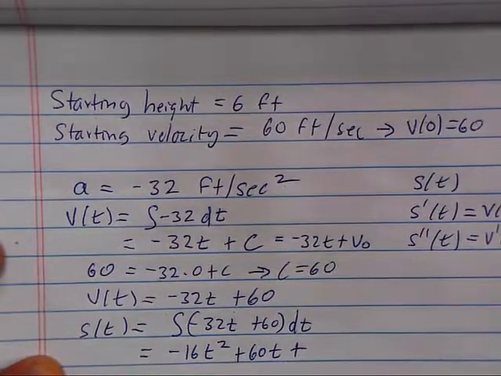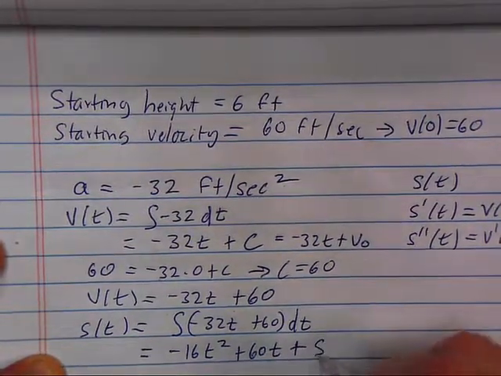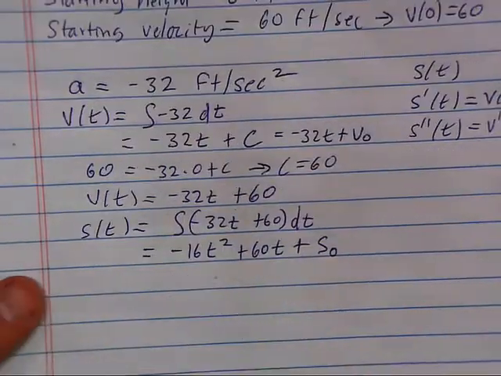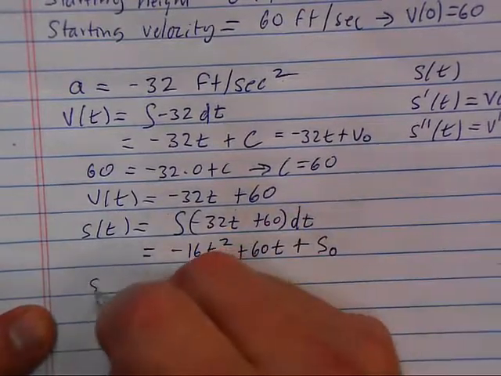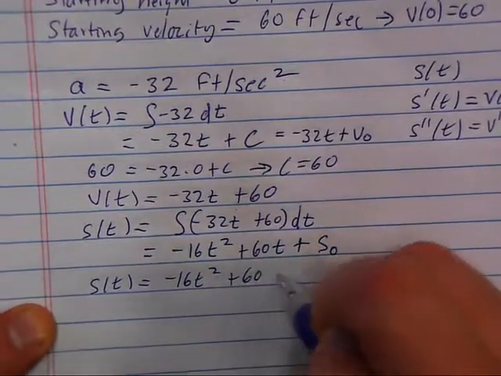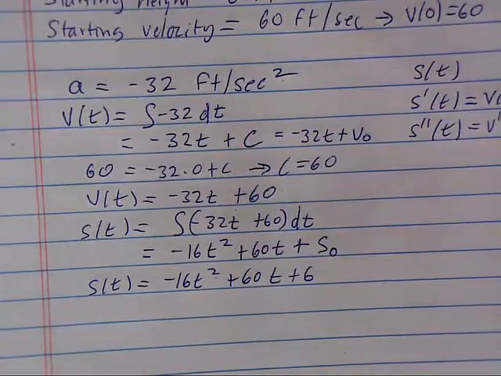Negative 16t squared plus 60t plus, I could use the letter c, but I don't want to. I want a better letter. It's the starting position. And in this case, the starting position is 6. So we have s of t is negative 16t squared plus 60t plus 6. All right, so there's an example of where you use antiderivatives. If you start with acceleration, you can do the antiderivative twice in order to get your position function.